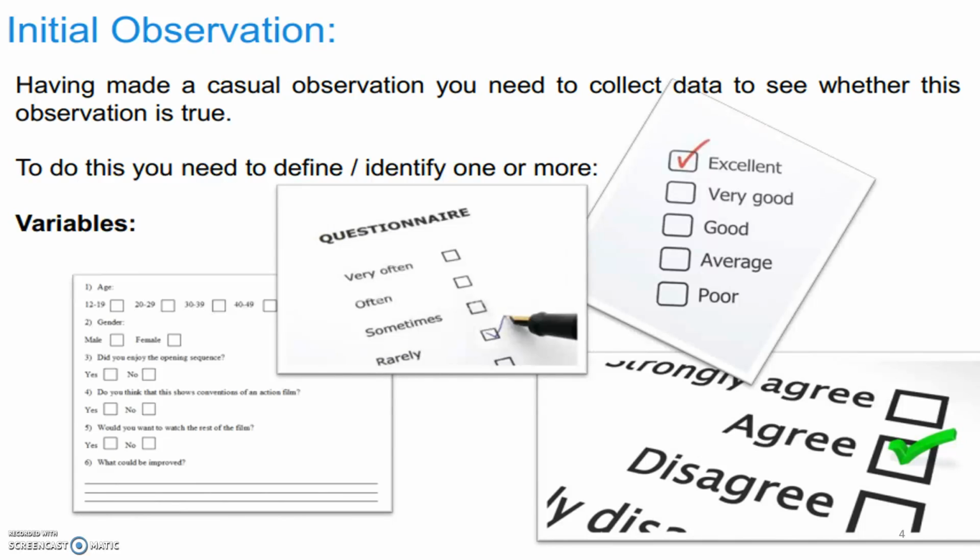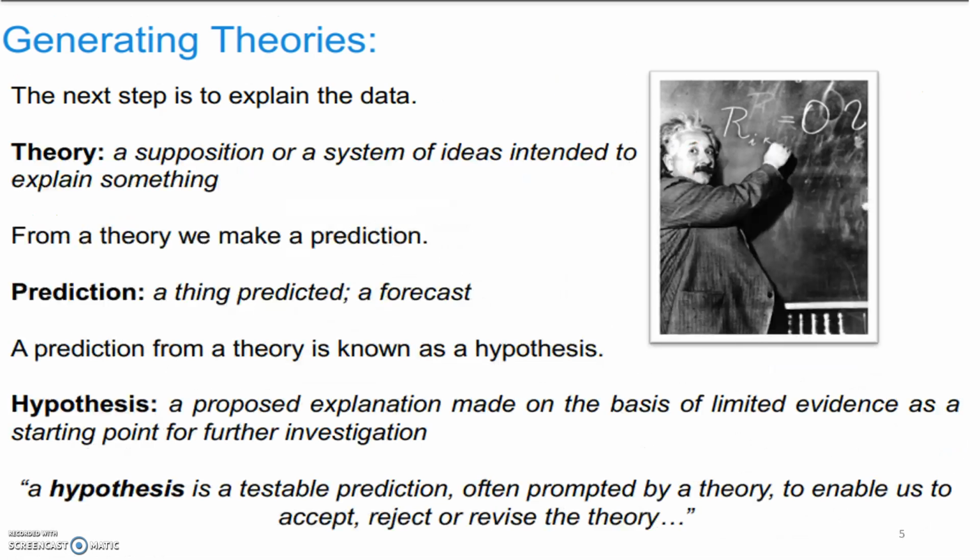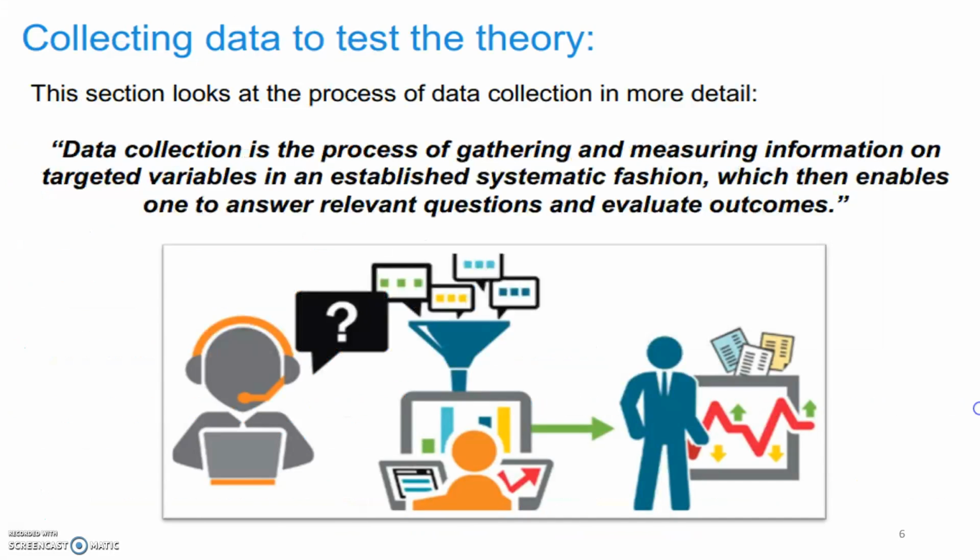To do this, you need to define or identify one or more variables. Take for instance the pictures you're seeing here. They give you just an example of what a questionnaire will look like when you're testing the variables. So generating the theory here. The next step is to obtain the data.